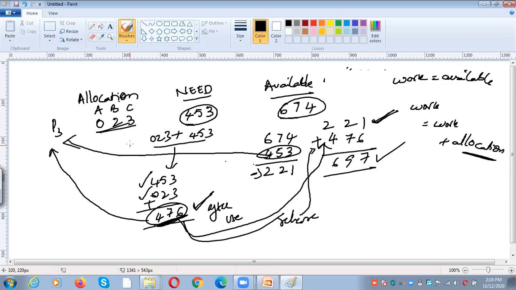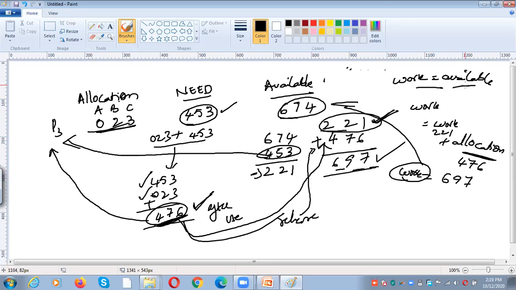Allocation means earlier we have allocated 0, 2, 3. Now we allocated 4, 5, 3. So total 4, 7, 6 allocated. What is available? 2, 2, 1. So if we add 2, 2, 1 plus 4, 7, 6, we get 6, 9, 7. So what is available now? Work equal to 6, 9, 7. Work means available.